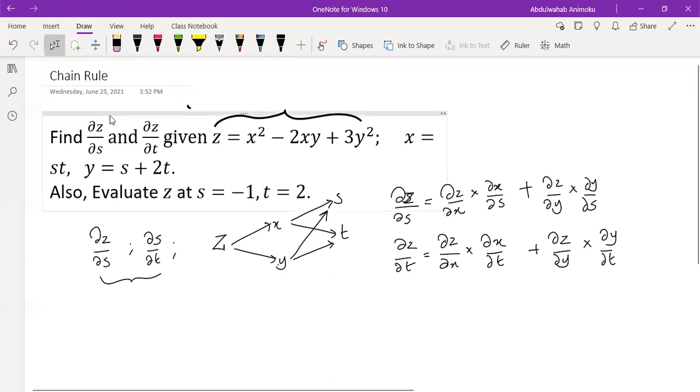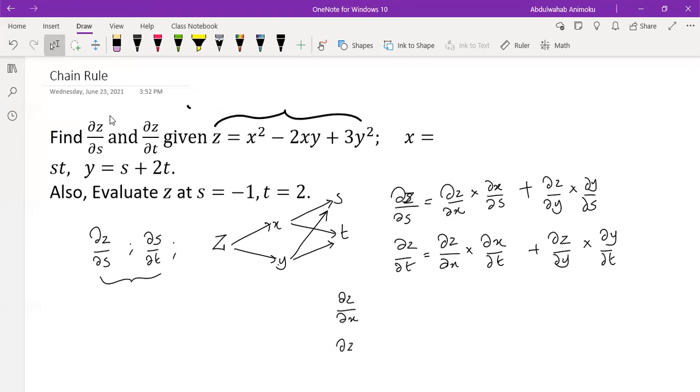Now, let's see. For the problem we have, we know what z is. So we need to find del z del x and del z del y. The derivative of this with respect to x is going to give us 2x here, minus 2y here, and the last term would give us 0 because the last term doesn't have x in it. Okay, what about del z del y?